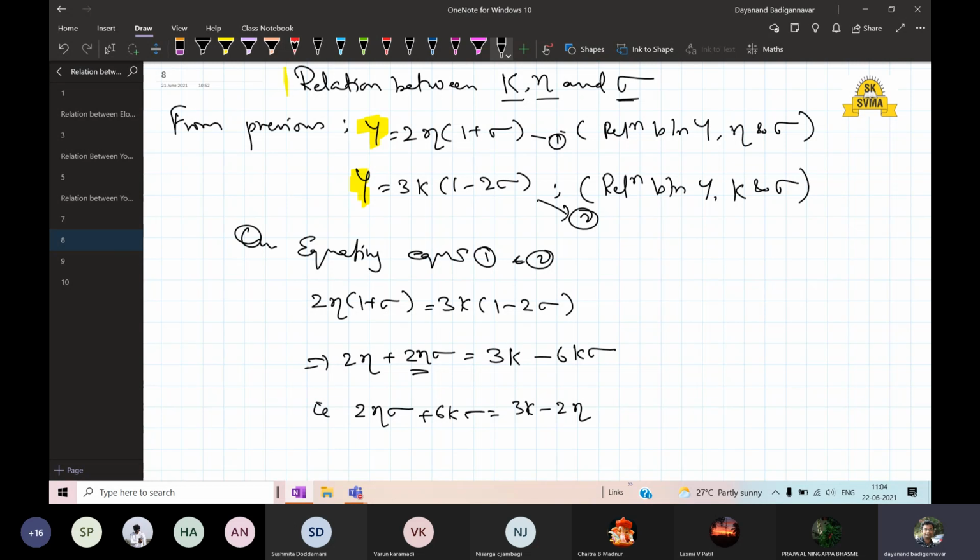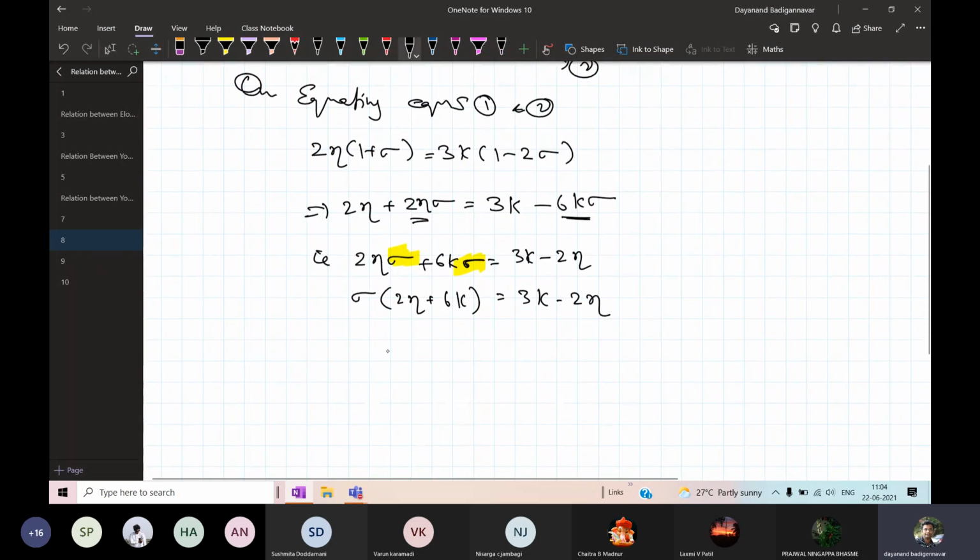So this sigma is 6k. This 6k I have brought to the right hand side, so 6k sigma. This term sigma and sigma is common here. Therefore, I can take the common as 2 eta plus 6k, that is equal to 3k minus 2 eta. So rearrange it for Poisson's ratio: sigma is equal to 3k minus 2 eta divided by 2 eta plus 6k.